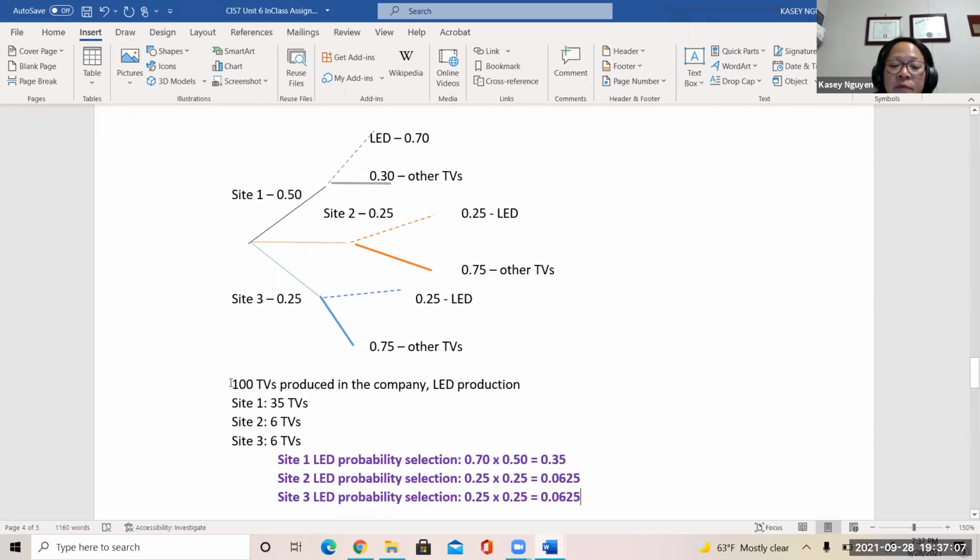So let's look at if we have 100 TVs. We just multiply it by 100, so that would give us 35 LED, 6 LEDs, and 6 LEDs. But if you produce 10,000 TVs, then you just take 10,000 and multiply it by the ratio, and you would get the number of LED TVs. So you can simply leave it as the ratio. You don't have to do the estimate with the total number of TVs. That's fine. I just want to show you how that can be applied from the ratio.